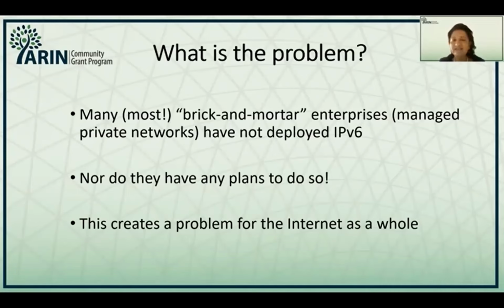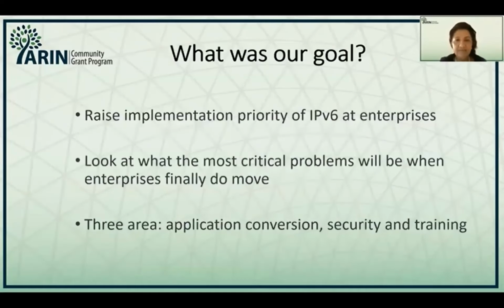And a lot of them are still like, yeah, good thought, Nalini. Yeah, we're not doing that. So this is a problem. I mean, we can't just be bifurcated like that. And so that's what we wanted to do. We know a lot of enterprises. The people on our team are enterprises. And so we want to raise the priority of IPv6.